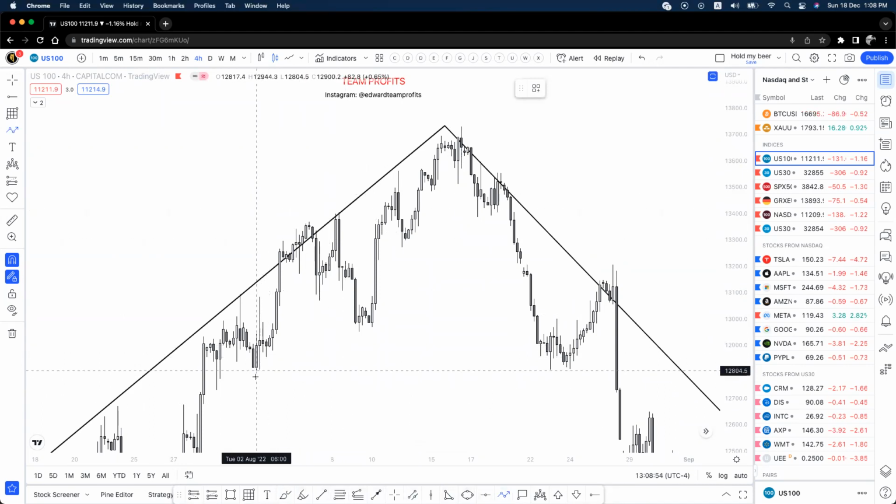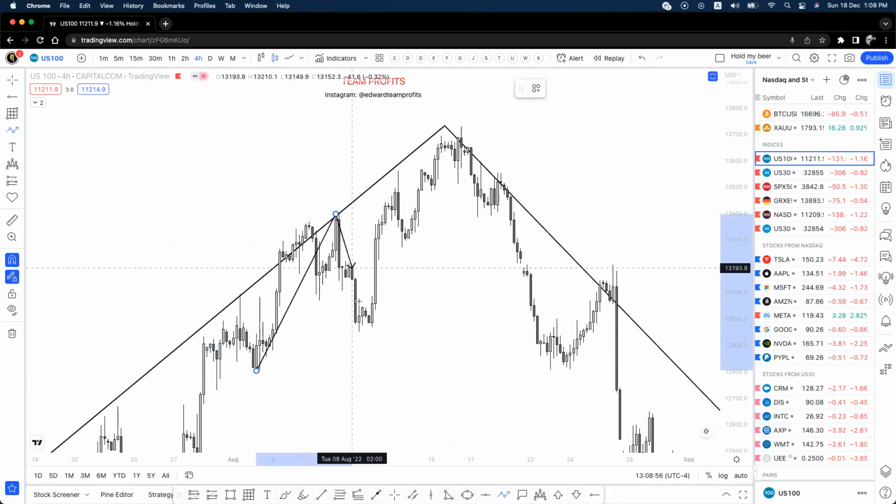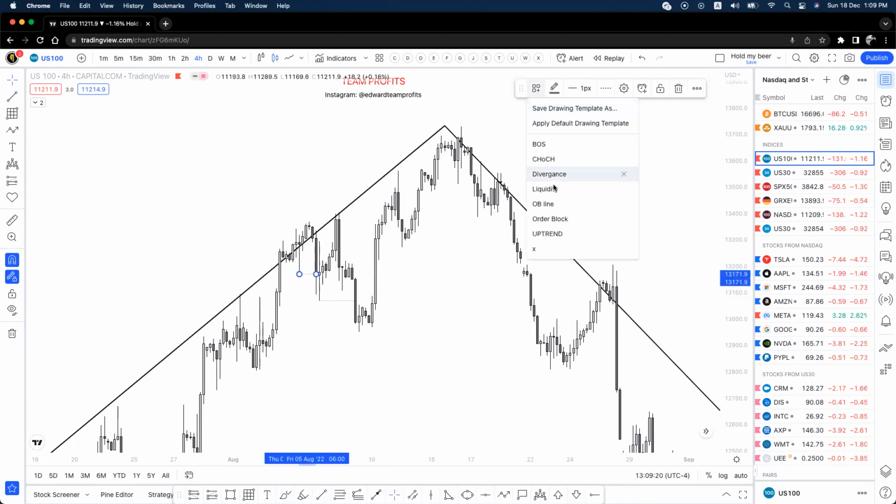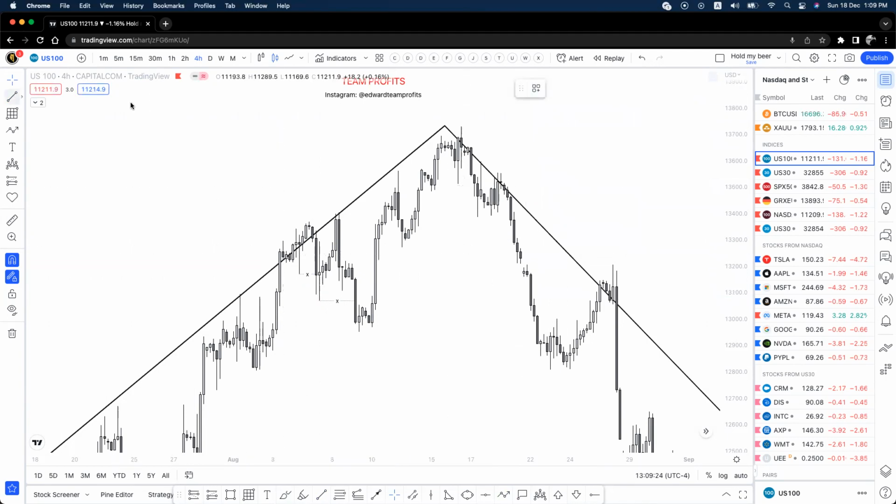Right, so from here, we have a push. We have a pullback. This little push right here was not a confirm. I'm looking for a confirmed higher high. Because so far, this is what's happening. We have an inducement. The market right here tried to break above. Right here, the market took this inducement, even this inducement right here. This is an inducement. Then this is my confirmed BOS.